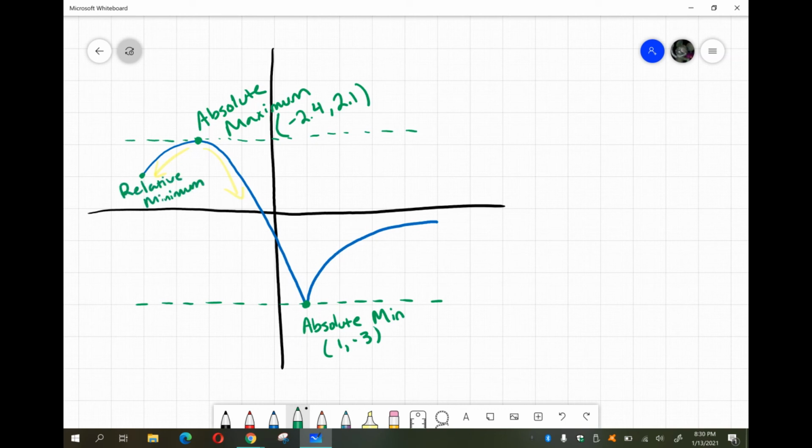And likewise, from this absolute minimum, you're having to go uphill both ways. We go all the way up to that absolute maximum on the left. On the right side, we're going up to this relative maximum.